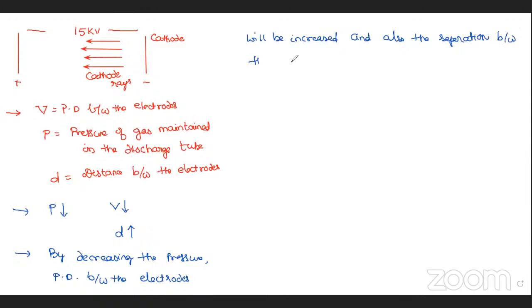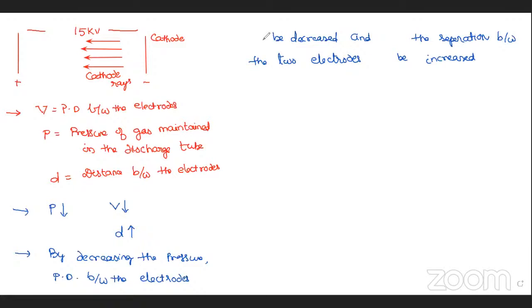Sir, the potential difference can be decreased, right, sir? What did I say? The PD between the electrodes, oh sorry, can be decreased. Correct, what you said. Can be decreased, and also the separation between the two electrodes can be increased. Okay, Nana?